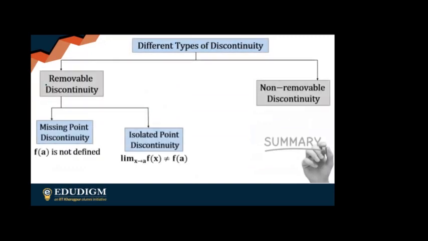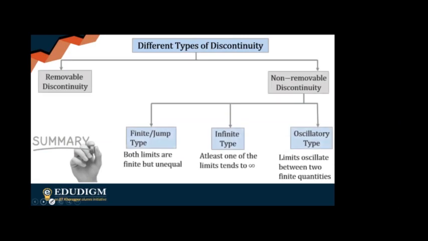Discontinuity, this is very important. One is removable, where the limit is there but the functional value is having some problem. If it's not defined, it is a missing point. If it's defined but not equal, then it is an isolated point. This is a removable discontinuity, which can be manipulated in such a manner that the discontinuity is removed. But if the limit does not exist, then we have non-removable discontinuity.